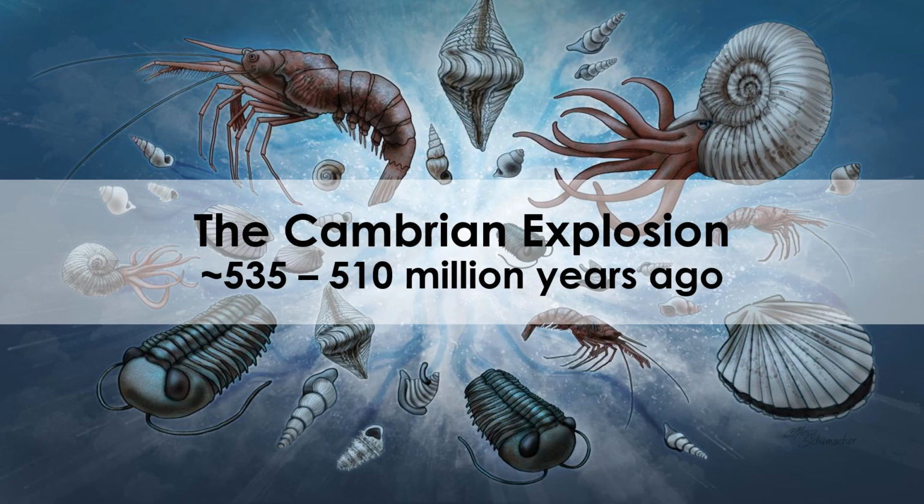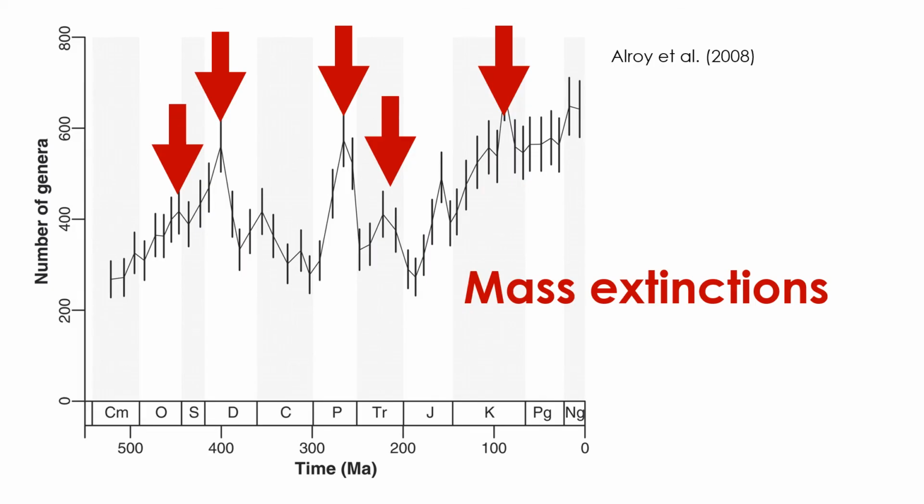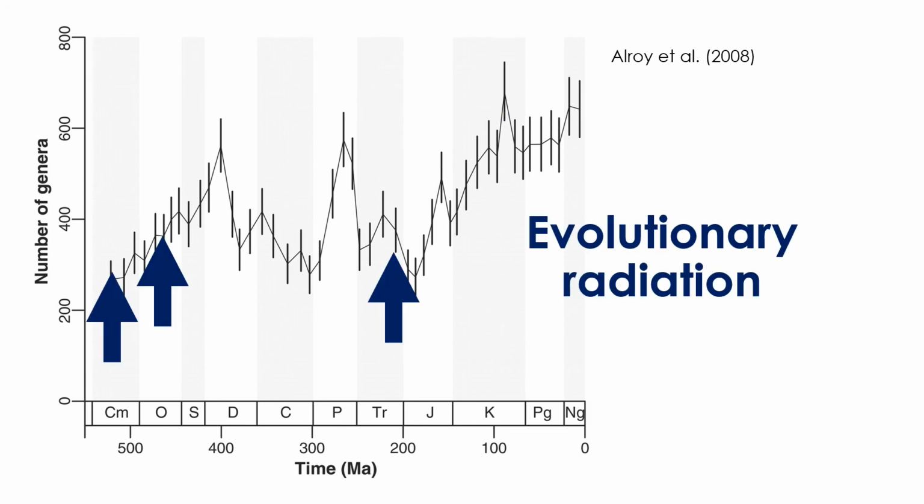Although animals were insignificant components of the Ediacaran world, beginning early during the Cambrian period, they underwent a major evolutionary radiation called the Cambrian Explosion. If a mass extinction is an abrupt event where biodiversity falls rapidly due to many taxa going extinct, then an evolutionary radiation is the exact opposite. During an evolutionary radiation, biodiversity increases because many species are evolving and originating.